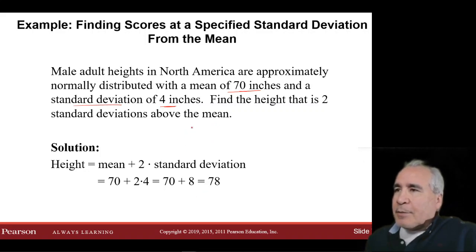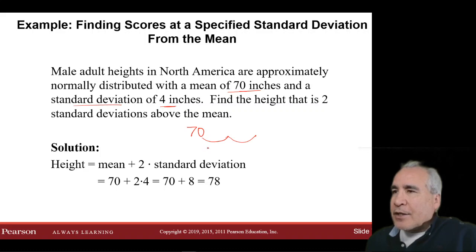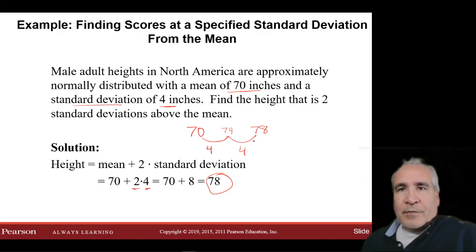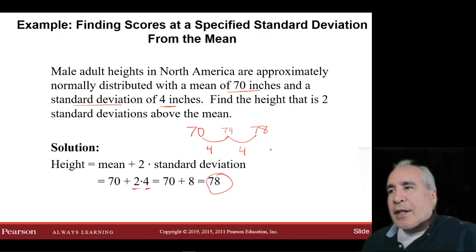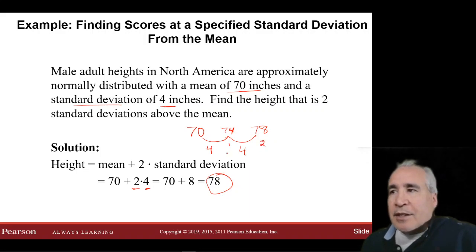So they do it here, but just think, we've got 70. We're going to go 1, 2 standard deviations. Well, how much is a standard deviation? It's 4. So we go 4 plus 4 more, right? So 4 would get us to 74. 4 more gets us to 78. Okay, so they just took 2 times the 4. I like thinking of it in this fashion because you actually see the 2 steps that are taken, 2 standard deviations. And while we were doing it, we also calculated how many is 1 standard deviation. So there's 1 standard deviation, there's 2 standard deviations.